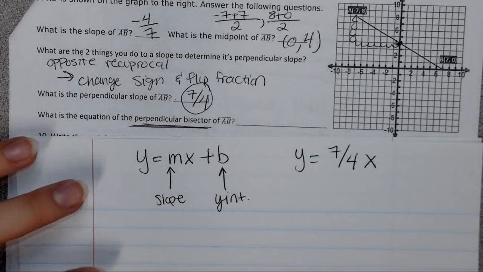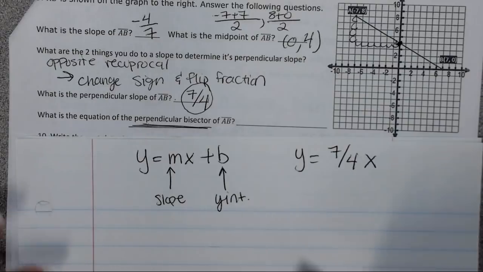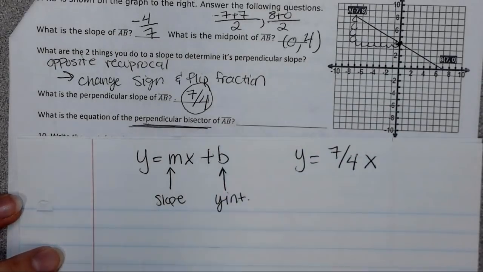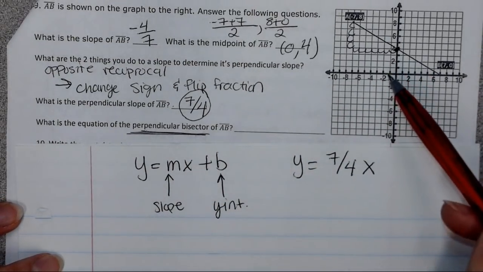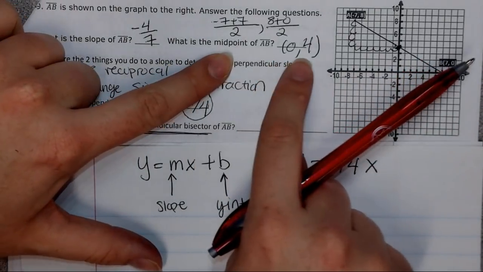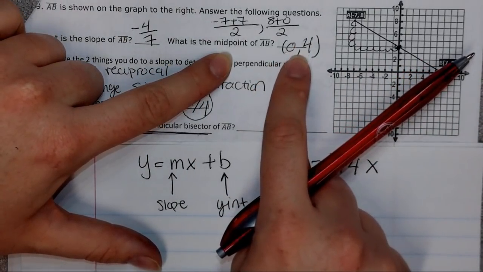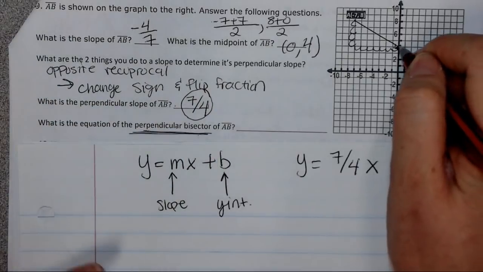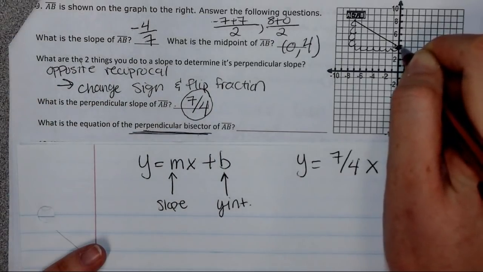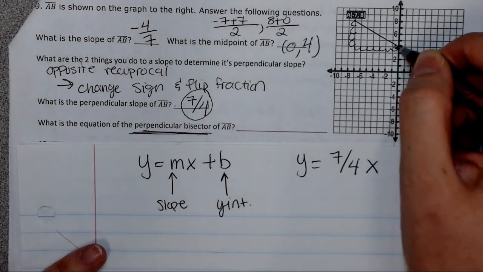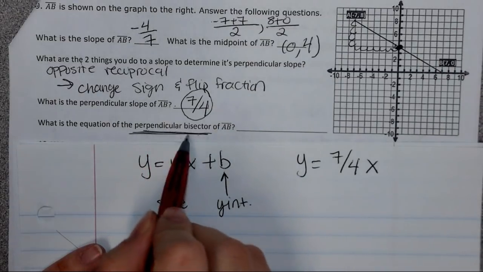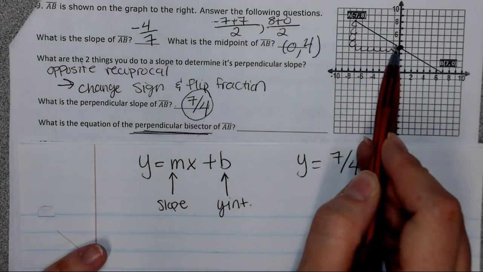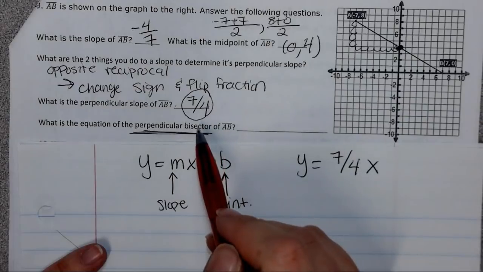So a perpendicular bisector is two things. It's perpendicular and it's a bisector, meaning it goes through the midpoint. That's why this part of the question asks you to find the midpoint. Because if you know that this is the midpoint, then you know that the perpendicular bisector is going to go through that point because it's a bisector.